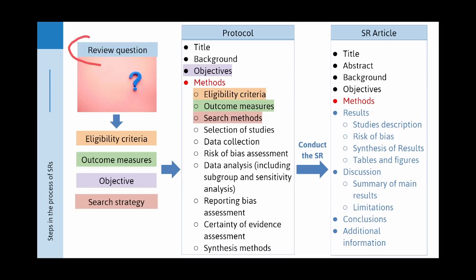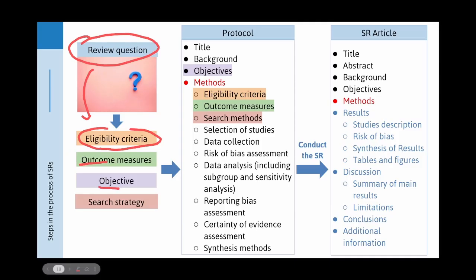You start with the review question. The review question includes things like which population I am interested in, the intervention, the comparison, as well as the outcomes. So the eligibility criteria is basically the population, the intervention, as well as the studies that need to be included. So the review question is basically the eligibility criteria plus the outcome. And the objective is another way of expressing the review question. So these things depend on the review question.